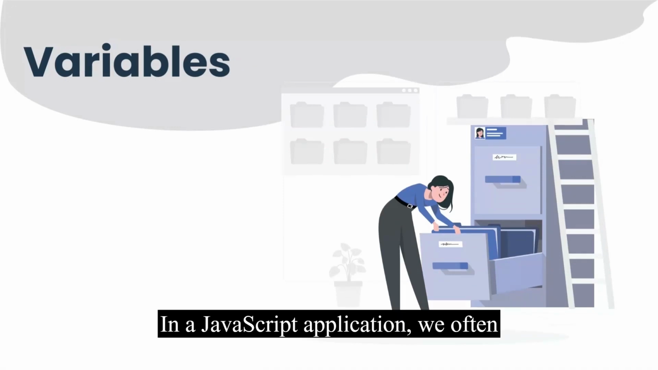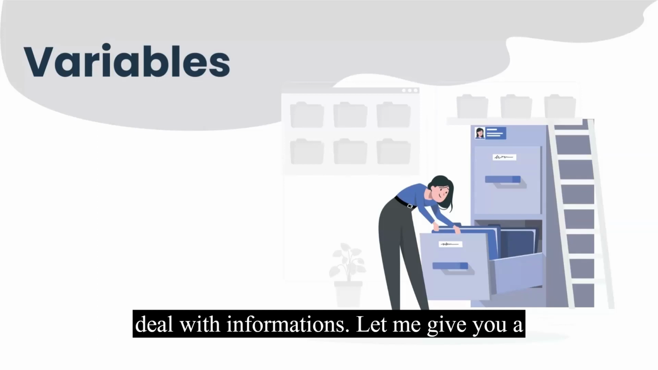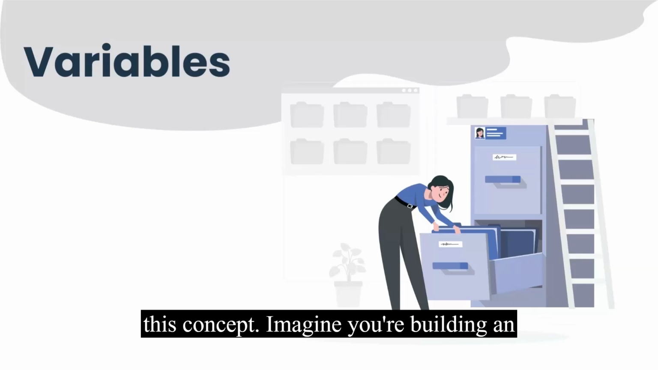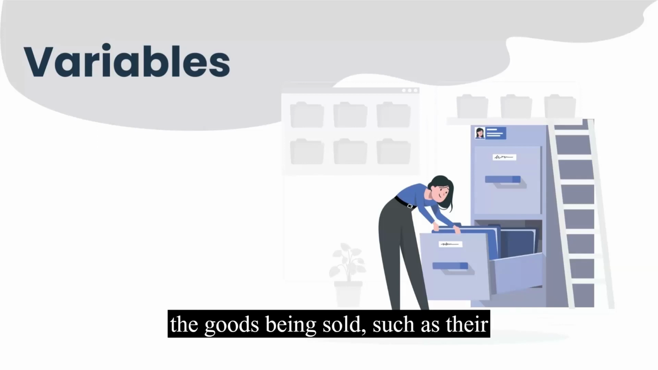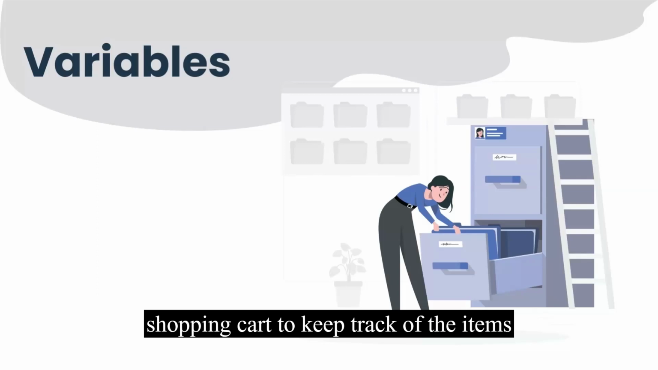In a JavaScript application, we often deal with information. Let me give you a couple of examples to better understand this concept. Imagine you're building an online shop. In this case, the information would include details about the goods being sold, such as their names, prices, and descriptions. Additionally, you will also have a shopping cart to keep track of the items that users add to their orders.